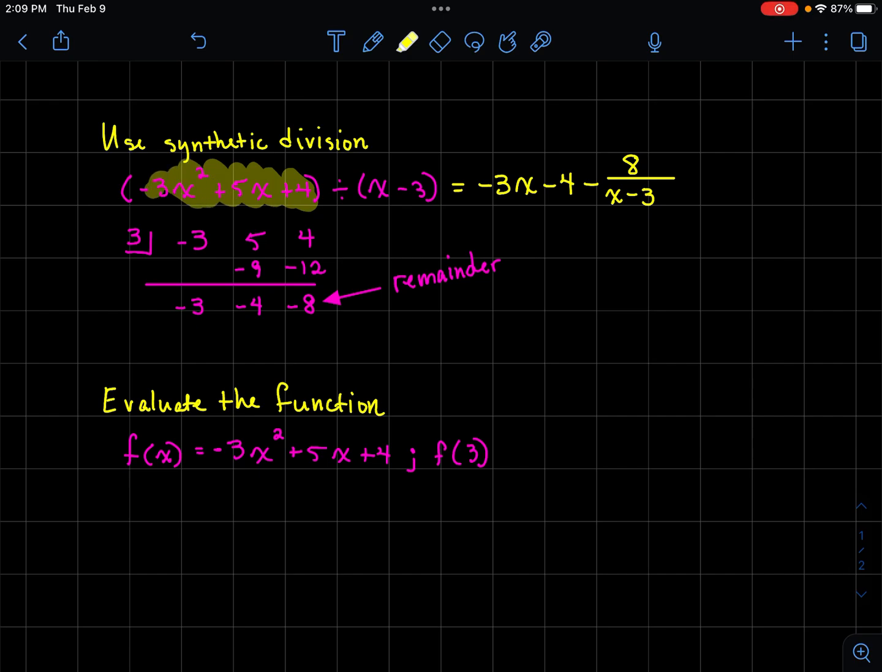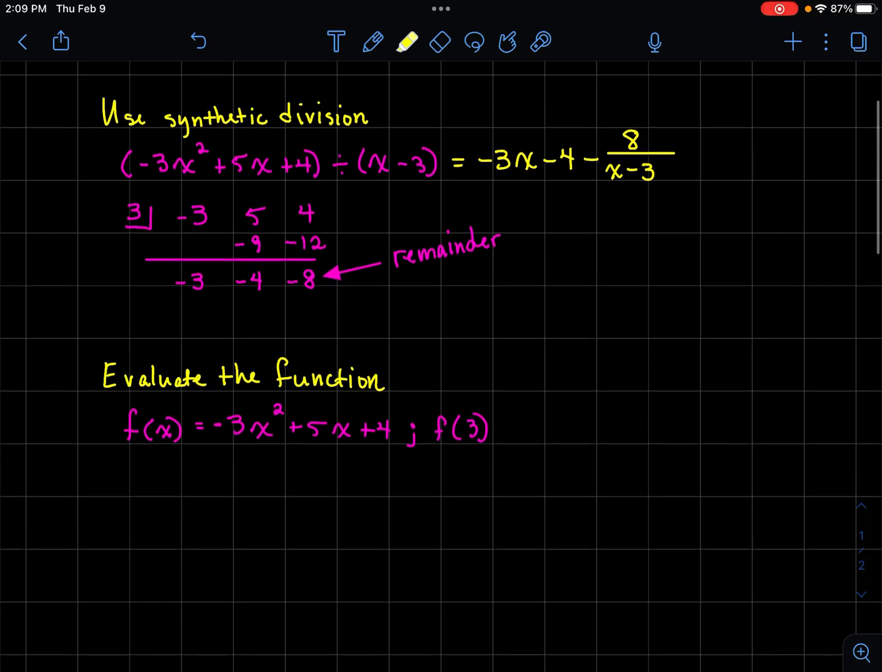Evaluate a function. Let's use the same polynomial that we had in our division, negative 3x squared plus 5x plus 4, and let's evaluate the function at the value 3, which means we're going to plug in 3 for all the x's that we have in our function. So f of 3 looks something like this. Negative 3 times 3 squared plus 5 times 3 plus 4. We could go through our order of operations or type it into the calculator. The result that we're going to get, though, is negative 8.